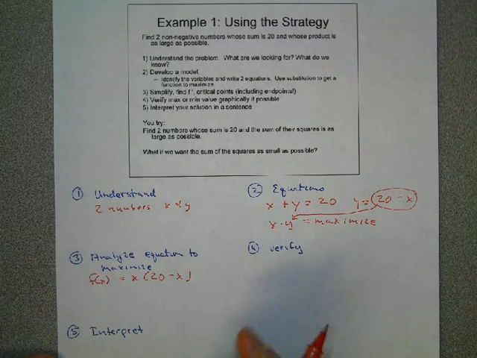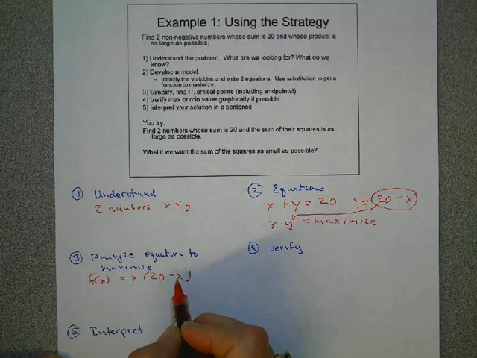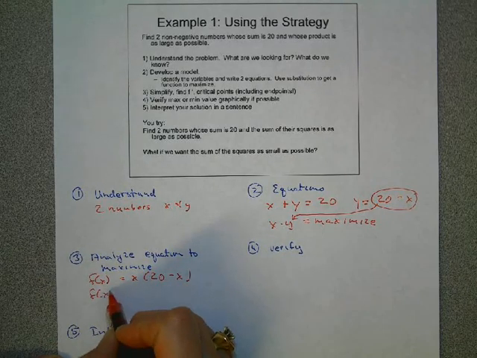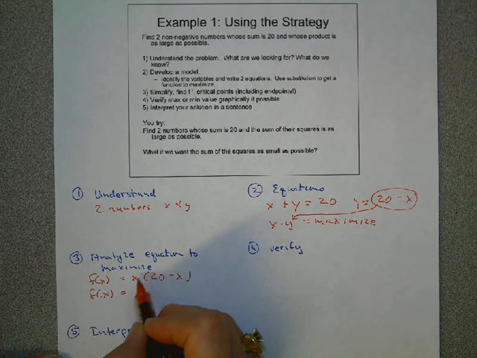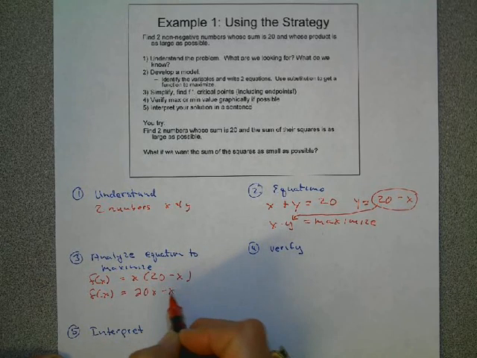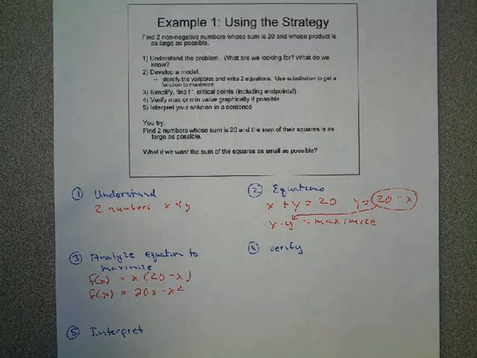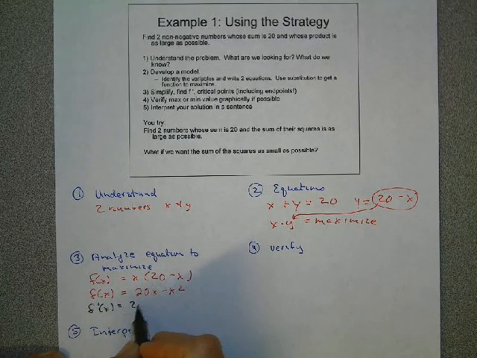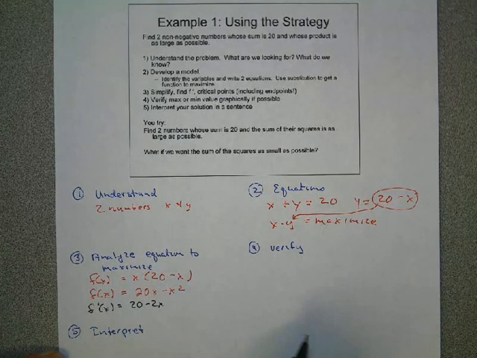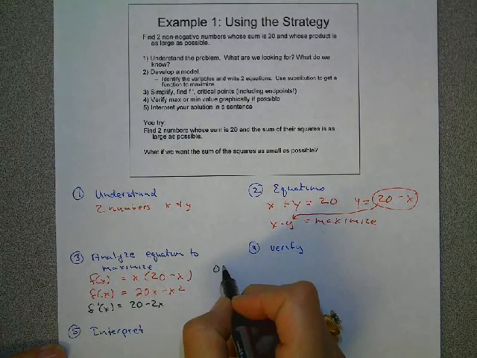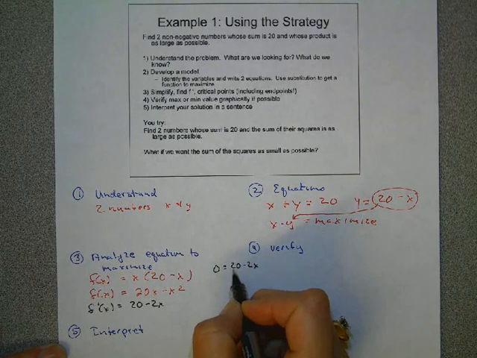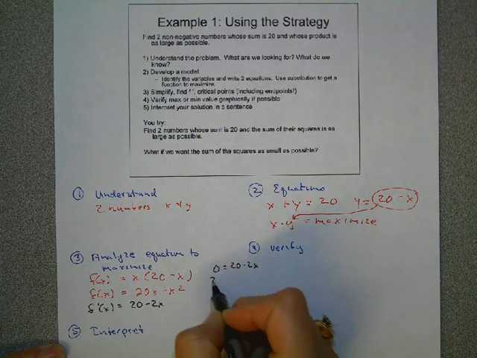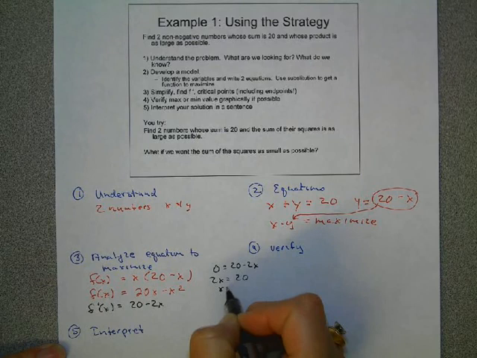To do this, we're just going to go through that same process we've been doing using either the first or the second derivative test. Well, I don't want to use the product rule, so I'm going to simplify this first. I get 20x minus x squared. Now I'll take my derivative: 20 minus 2x. If I set that equal to 0 and add 2x to both sides, x equals 10.